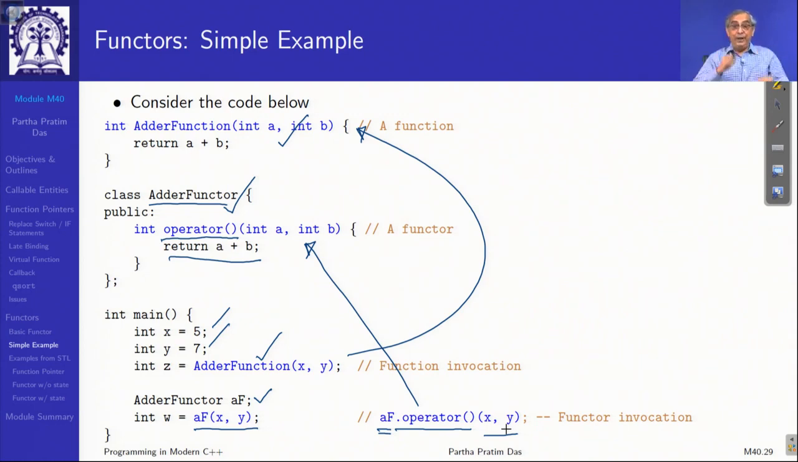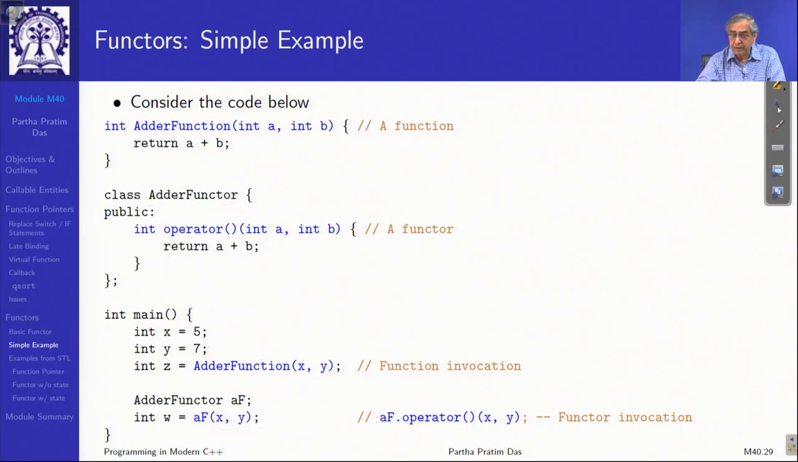The advantage now is that you can actually overload this operator for different types. You can overload this operator for different number of parameters. And added to that, since this AF is an object, you can actually have a state. You can remember what that function was doing earlier and what it is going to do next, right. So, this is a big advantage.